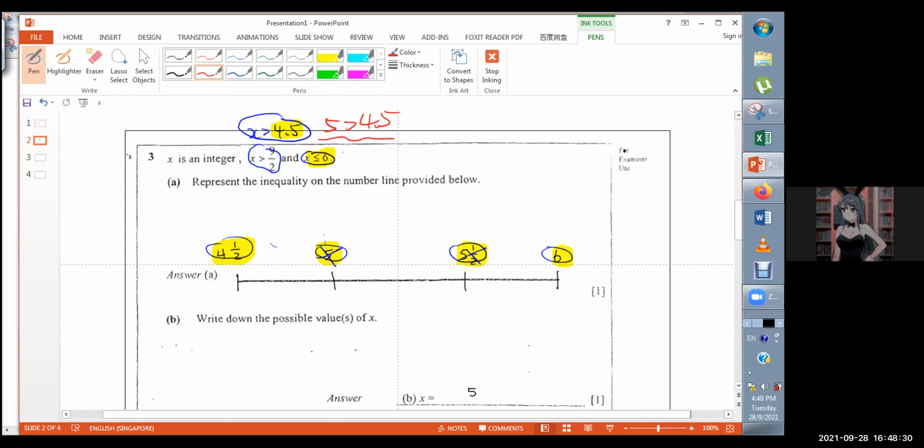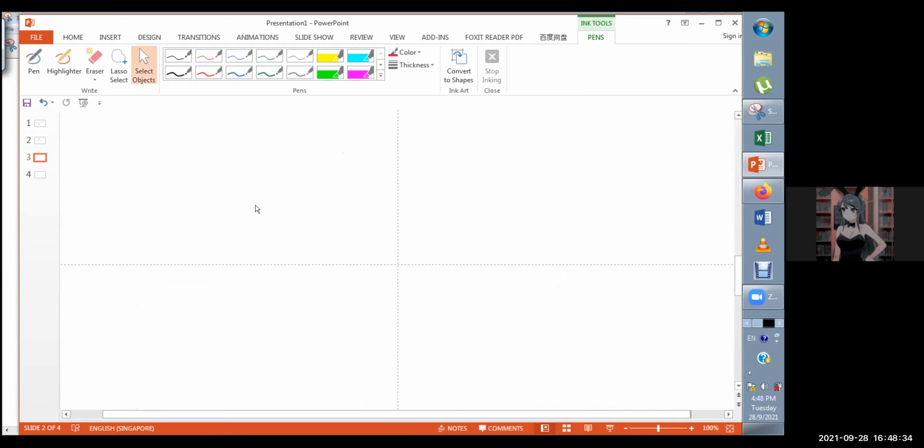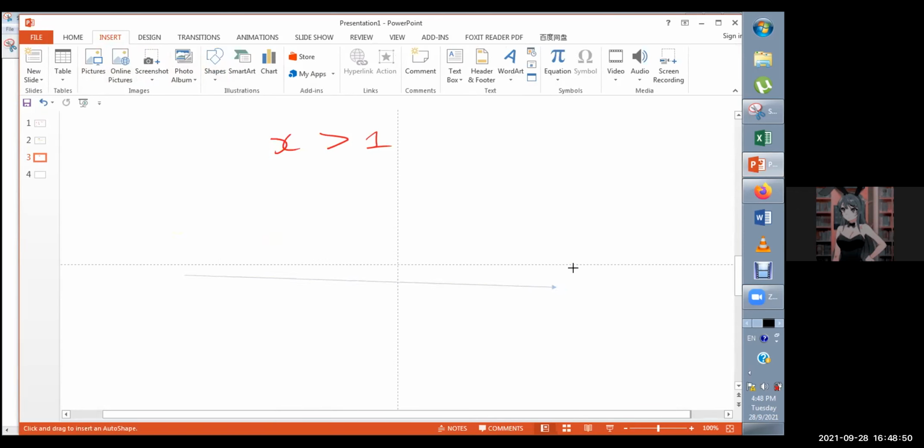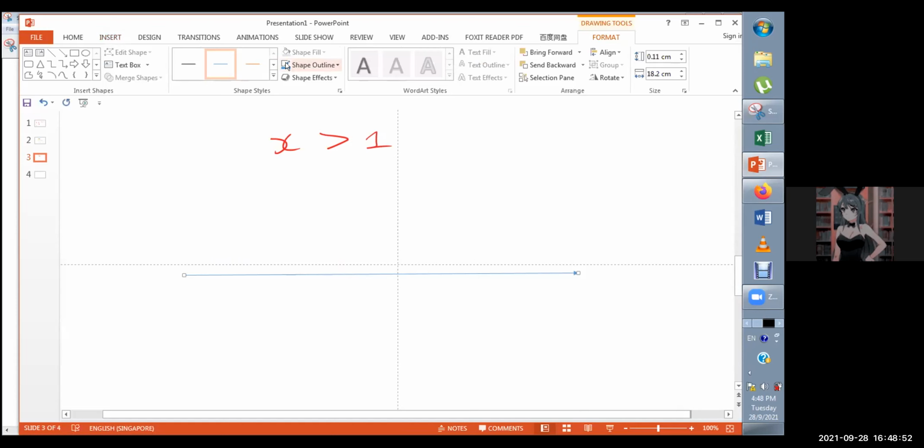Okay, let me start with a simple one first. Probably I start with a simple one, then you can apply the concept. So let's do x bigger than 1. How do you draw x bigger than 1 on a number line? First thing first, you insert a number line.